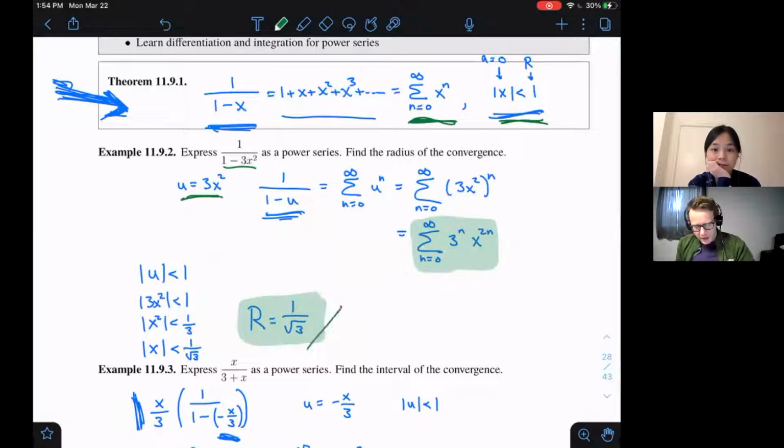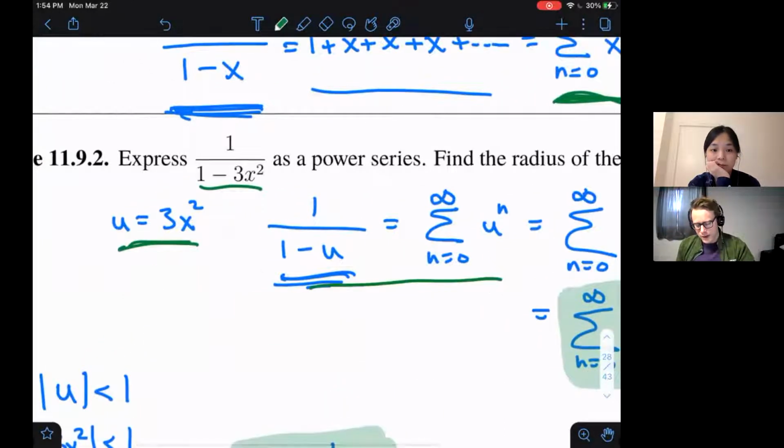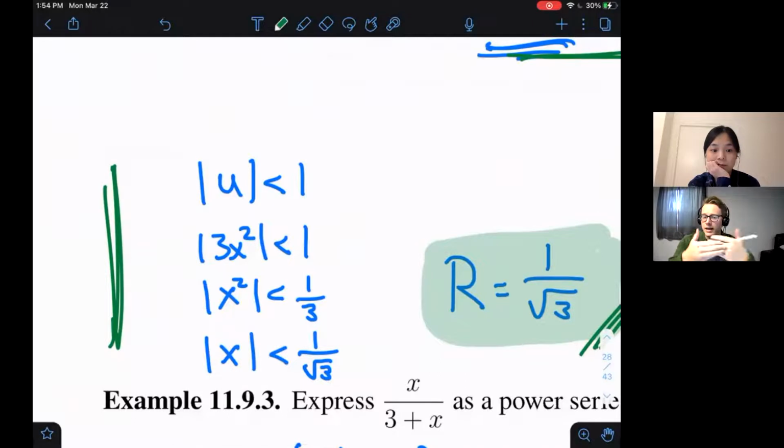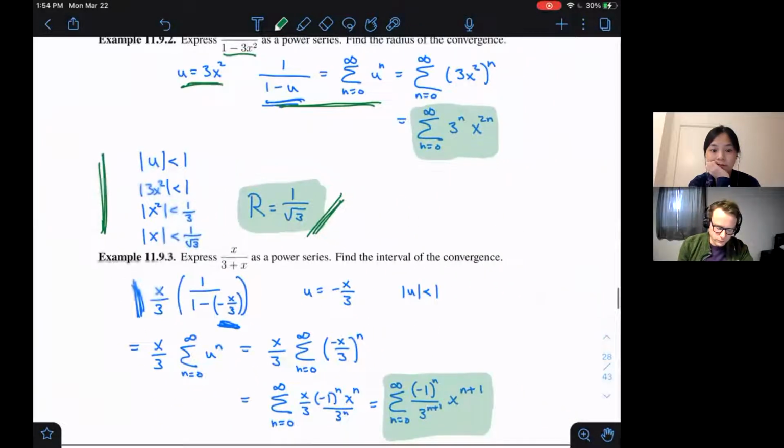And of course, your radius of convergence is going to be changing as well. And so you can always find that out just by using this information that we had. In order to use this fact right here, the absolute value of u now needs to be less than 1. That is, the radius of convergence for u would be 1. And so if you want to know what that translates to for your x, you can just plug in your substitution, in this case 3x squared, and rewrite a little bit to get your radius of convergence for x.